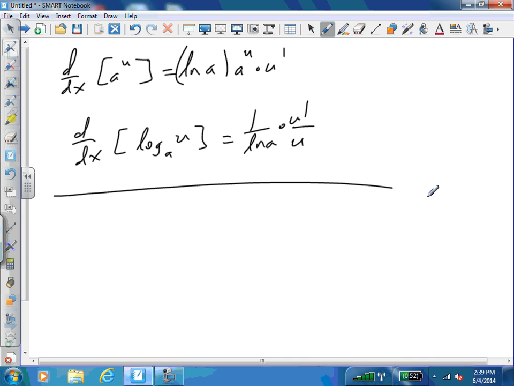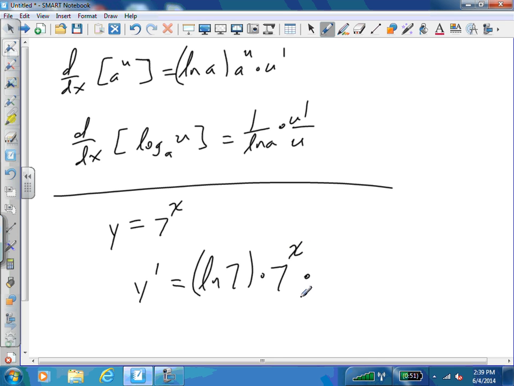So let's do a couple examples. For example, if we've got, instead of e to the x, we've got 7 to the x. If we want to take that derivative, it's natural log of our base. What's our base? Times our base to its power times the derivative of the exponent, which is 1. So however you want to write that, we call that 7 to the x, natural log 7.